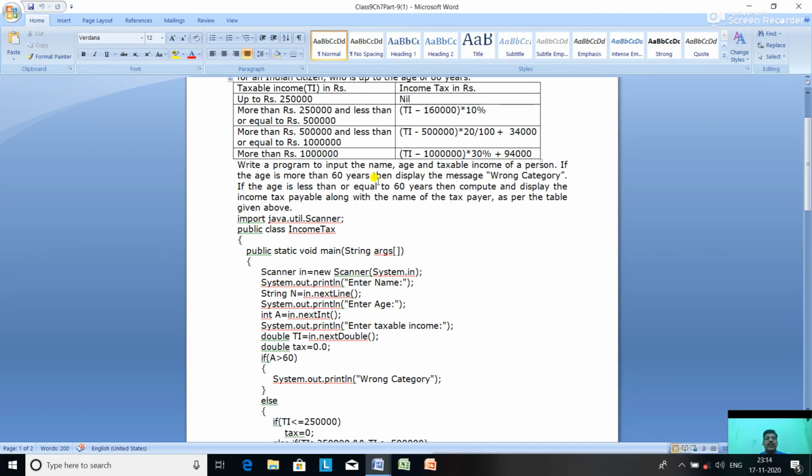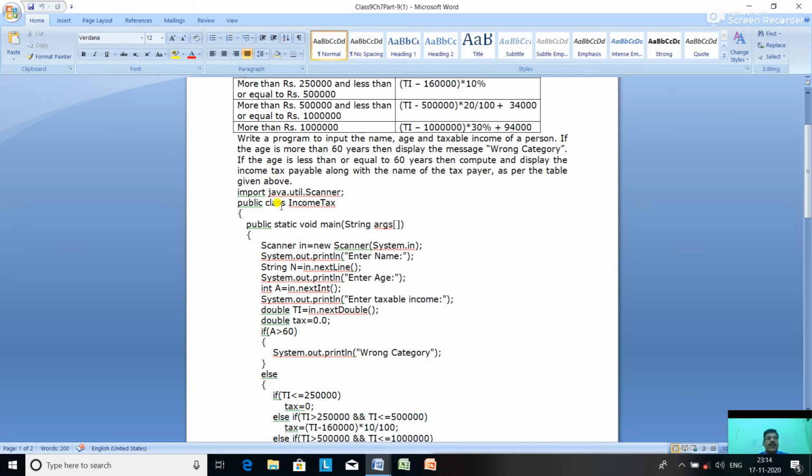Write a program to input the name, age and taxable income of a person, and if the age is more than 60 years, then display the message wrong category. And if the age is less than or equal to 60 years, then compute and display the income tax payable along with the name of the taxpayer as per the table given below.